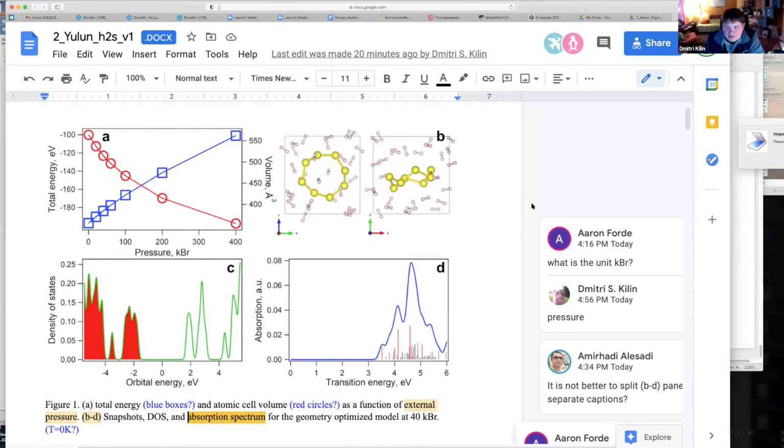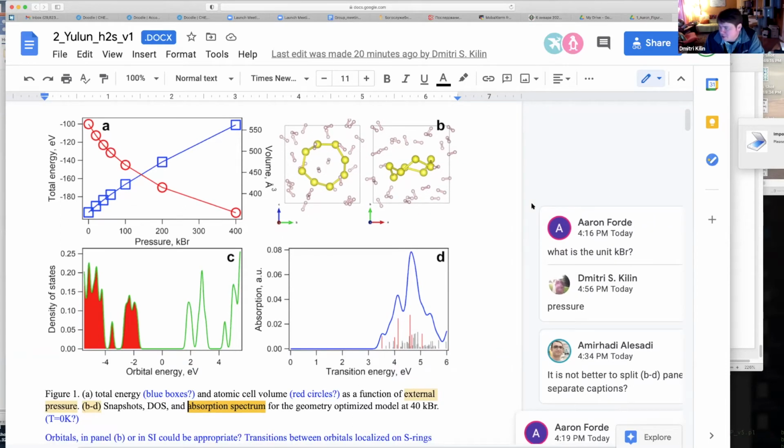Aaron is asking, what is the unit kilobar? Are you asking how it relates to normal atmospheric pressure? Oh, kbar is the abbreviation of kilobar. Yes. I've never seen it like that before. I'm not sure. Maybe one should explicitly write it out, like K bar. It's better to check. Okay.